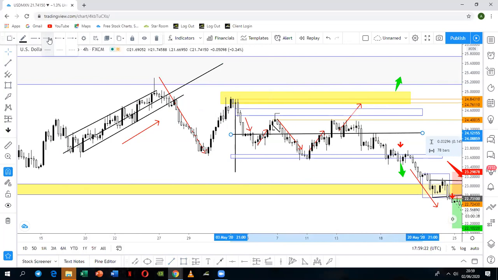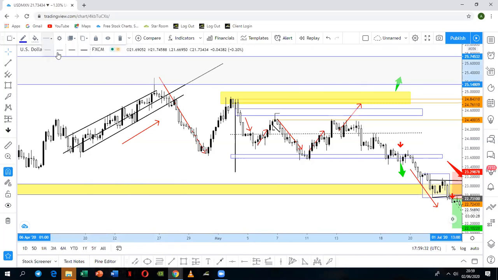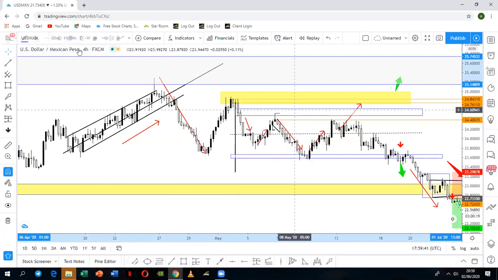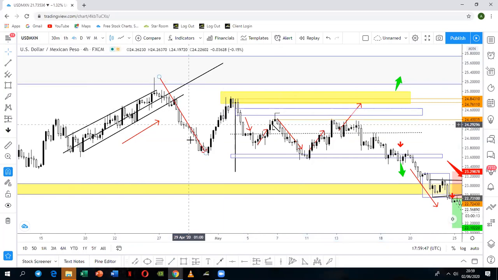TradingView is being funny. Trying to change its style. Okay, this is dotted.